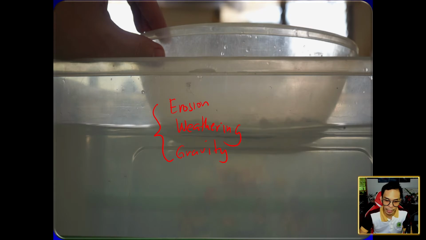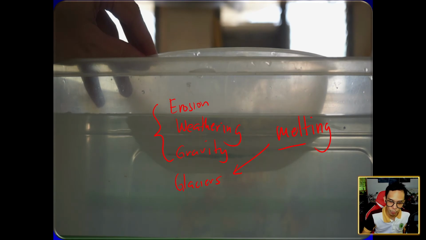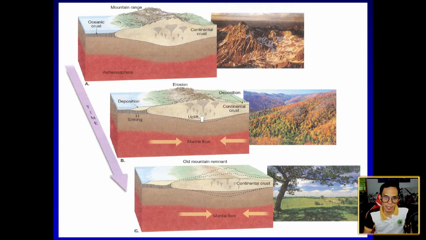And also, if the mountain has glaciers and the glaciers melt on the top of the mountain, it also contributes to the changes in the elevation of that particular mountain region. So in this case, we can call this one changes in the elevation.